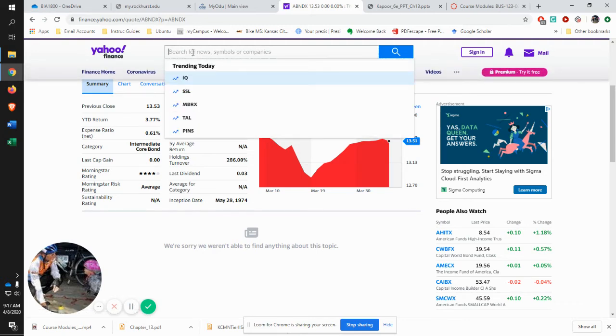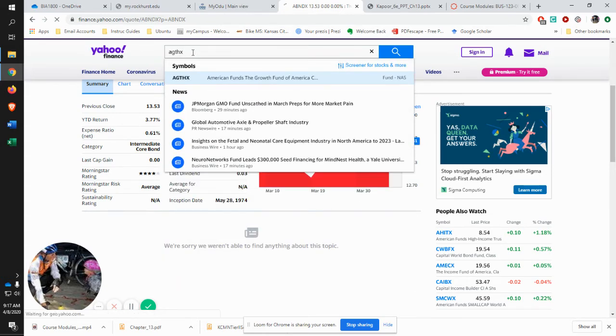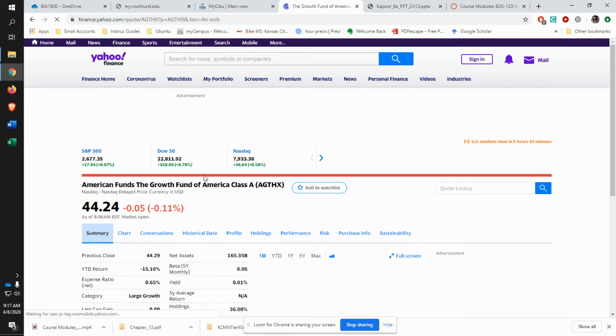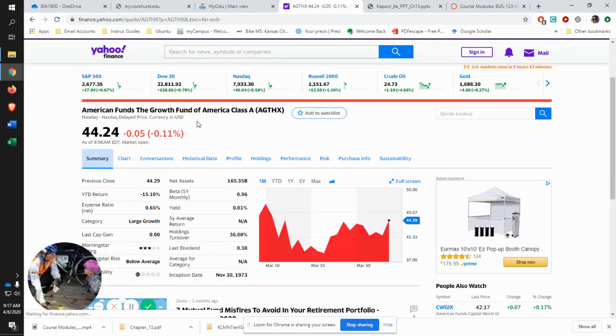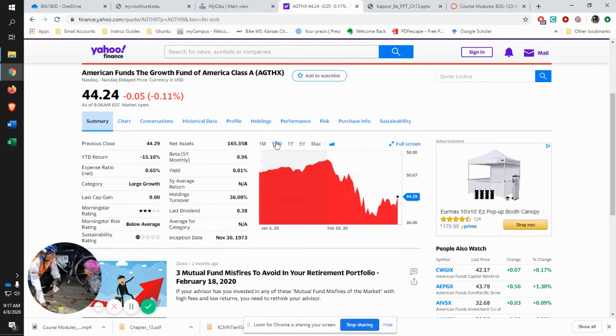Another mutual fund that I have, AGTHX, is the American Funds Growth Fund of America, Class A. You can see right now it's at 44.29, okay, 44.24. Year-to-date return, minus 15%. If you look at the year-to-date, you can see that it's dropped as far as the value per share is concerned.